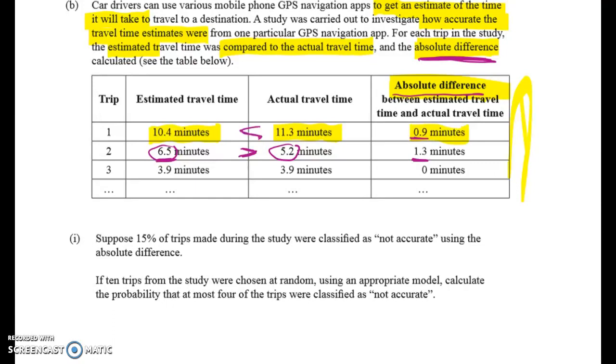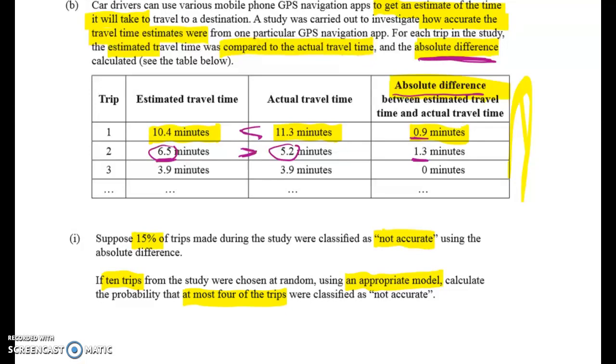So the first question is this. Suppose that 15% of trips made during the study were classified as not accurate, using the absolute difference. If 10 trips were chosen at random, using an appropriate model, which means choose a distribution, calculate the probability that at most 4 of the trips were classified as not accurate.